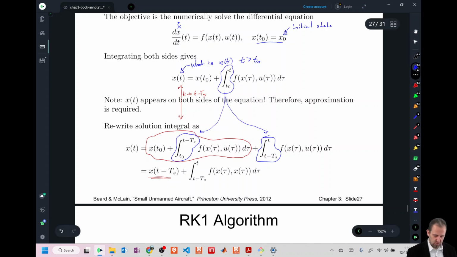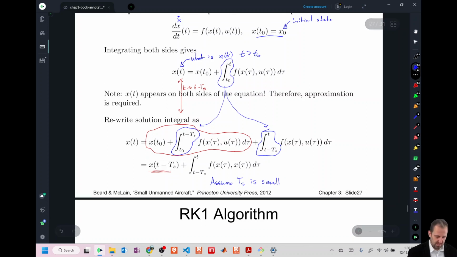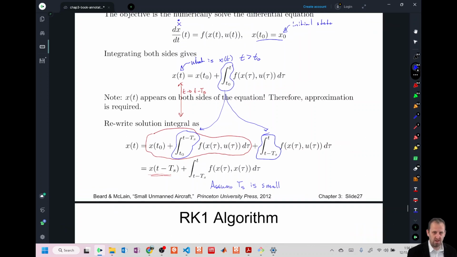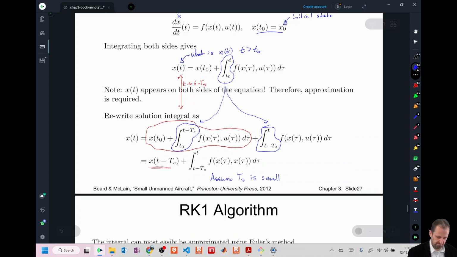If we assume that ts is small, where again ts is either our time step or our sampling period, then we can use some nice approximation techniques for that.